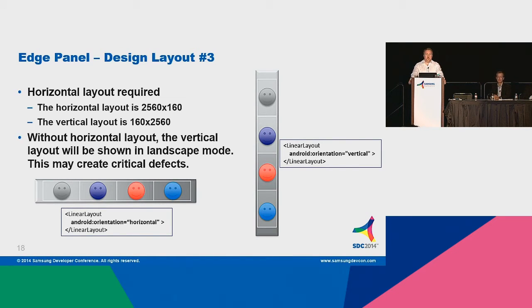When you're picking up icons within the edge panel, it's important that you take into account both landscape and portrait. The vertical mode of your edge panel should be set to 160 by 2560, and the horizontal flipped to 2560 by 160. If you don't take time to do this, as you rotate the screen, you might find that your app looks not quite perfect or slightly ugly.